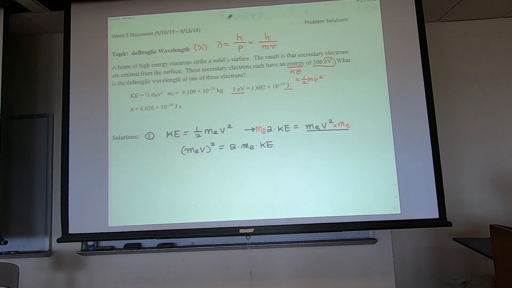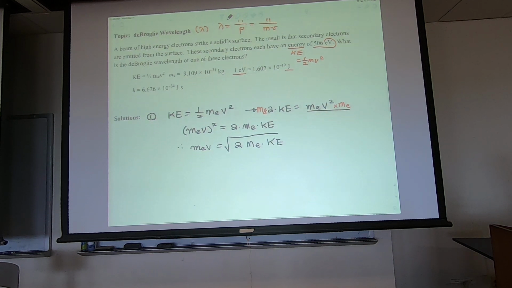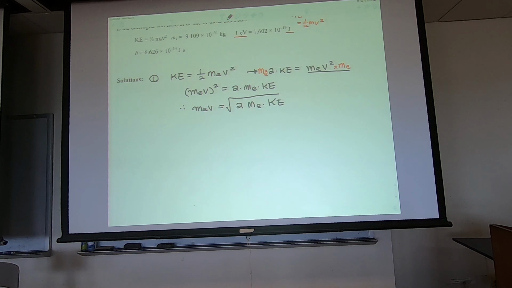Therefore, m_e v, which is the momentum, is the square root of 2 times m_e times the kinetic energy. So far so good, but there's a little problem that I have to deal with, which is converting the kinetic energy from electron volts to joules.